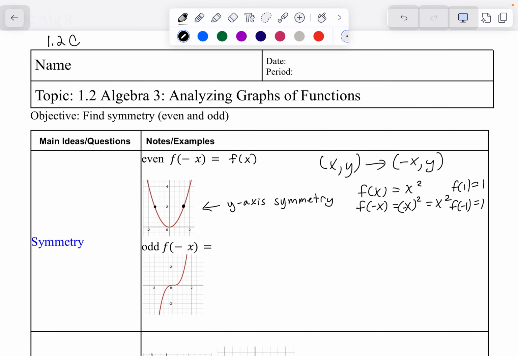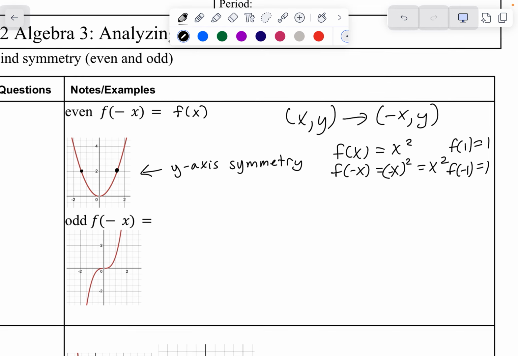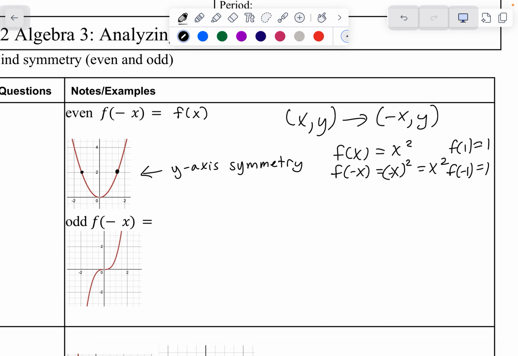So there's lots of ways to think about it. But an even function has y-axis symmetry, and all of these algebraic and graphical things go together. Because you'll notice, as we've been exploring 1.1 and 1.2, we've talked about how the graph and the algebra go together. Okay, now let's talk about an odd function.